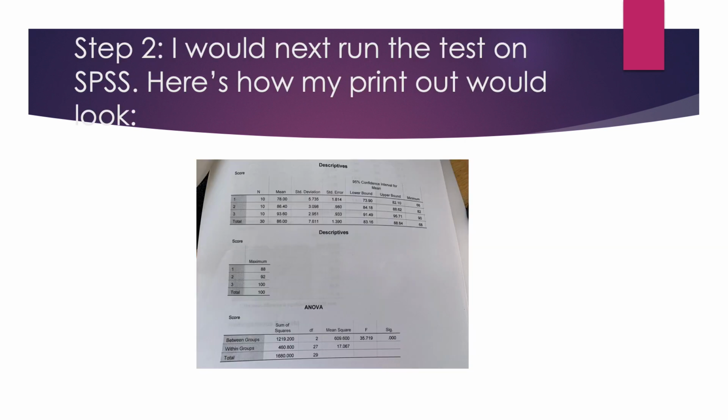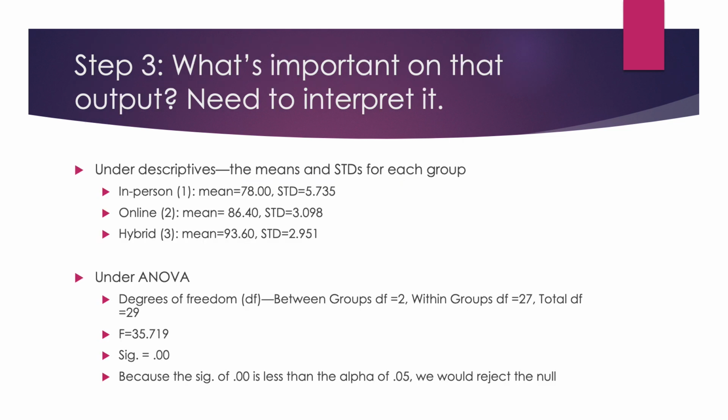Step 2, we'd run the test in SPSS and we'd get a printout for it. Here's a photo of the printout from this test. Step 3, we need to figure out what's important on that output. We need to interpret that output.